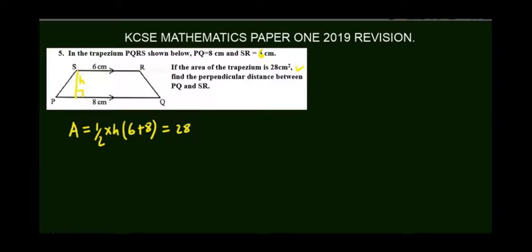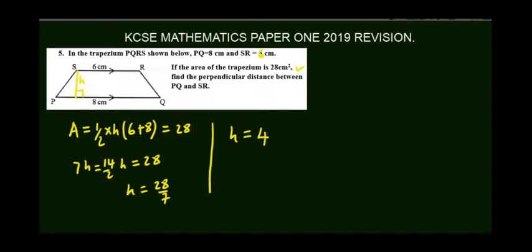So this will simplify to 14 over 2h is equal to 28. So in order to find h, that is 28 over 7, because this should give us 7h. So dividing both sides by 7, we have h as 28 over 7, and finally that gives us 4 centimeters. So that's it for that number.